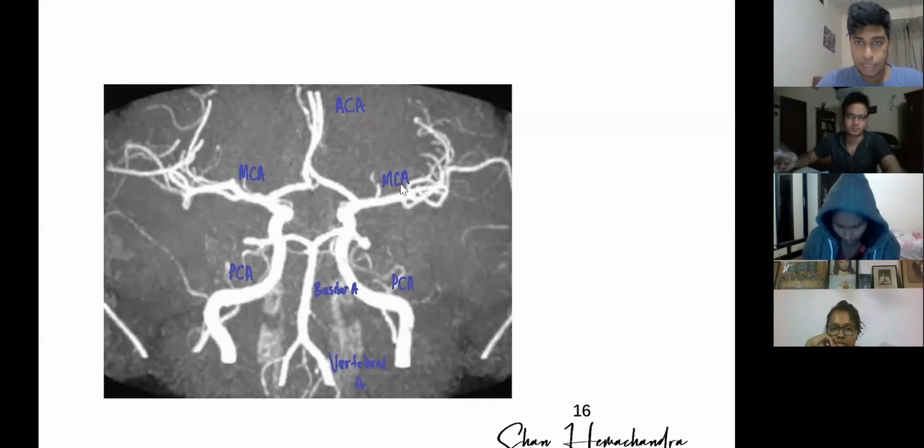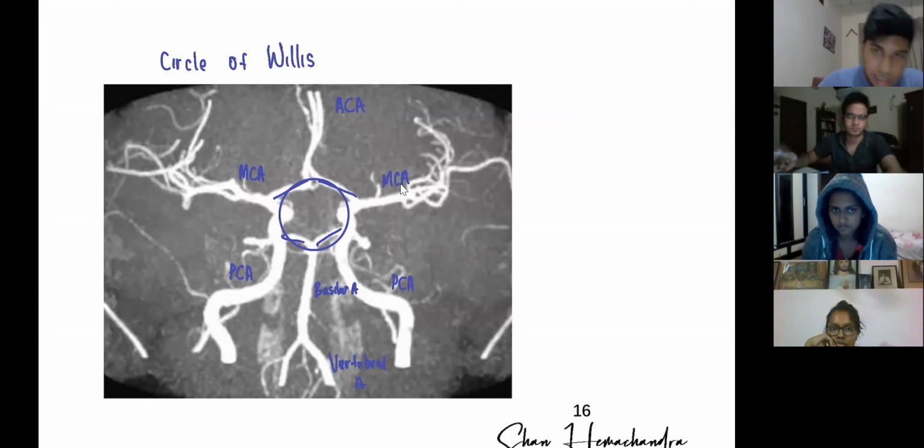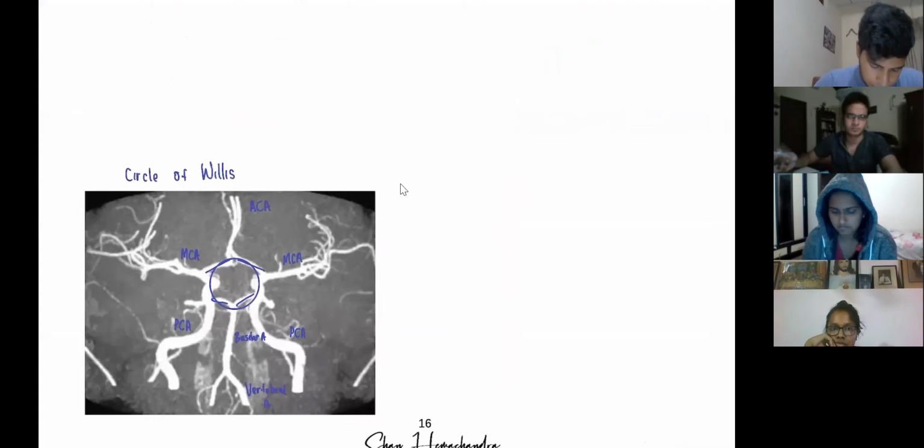I hope you guys understand this. This is the anterior communicating artery, posterior communicating arteries. Okay, basically it forms a circle like this. This is called the circle of Willis. What we just discussed, taking a lot of time, is called the circle of Willis. Okay.